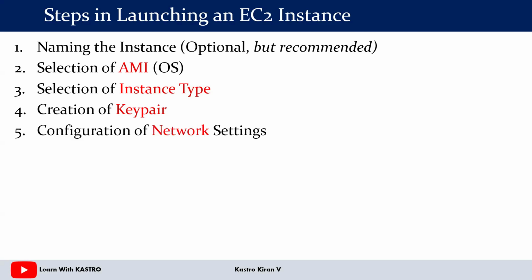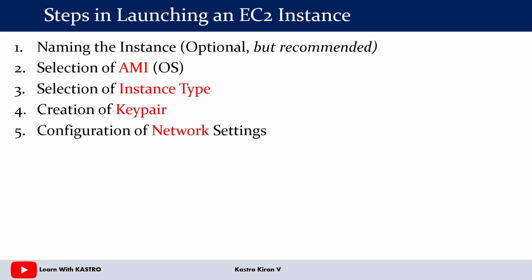Once after creating the key pair, we need to configure the network settings. Network settings is nothing but the internet connectivity that we want to provide to our EC2 instance. By default, there will be a VPC network. So I'm going to use the default VPC network in order to provide internet connectivity to our instance. In the later parts of the sessions, we are going to see in detail about the VPC service. There I'll be showing you how to create a custom VPC and how to work with it. But as far as the EC2 service is concerned, I am going to go with the default VPC network that is provided by AWS itself.